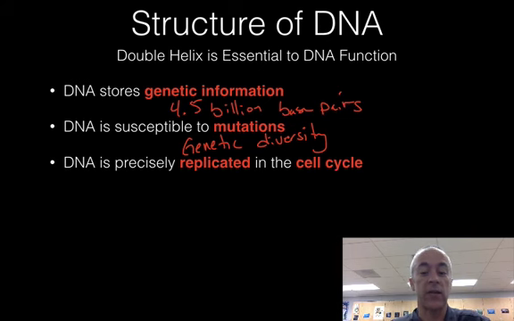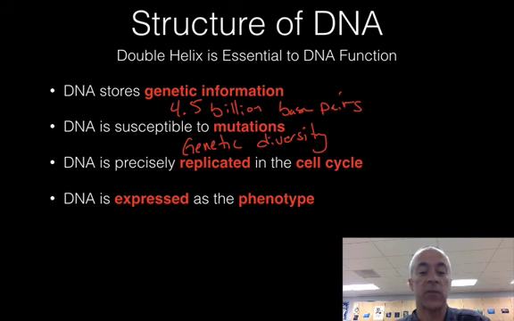DNA is also precisely replicated in cell cycles. So again, imagine 4.5 billion base pairs. If you had to copy that by hand, it would take you years to do each strand. And your cells can do it basically in a matter of hours, which is amazing. And the last thing, DNA is expressed as the phenotype. Again, phenotype is your physical characteristics. And the structure of DNA doesn't really show you how this happens.